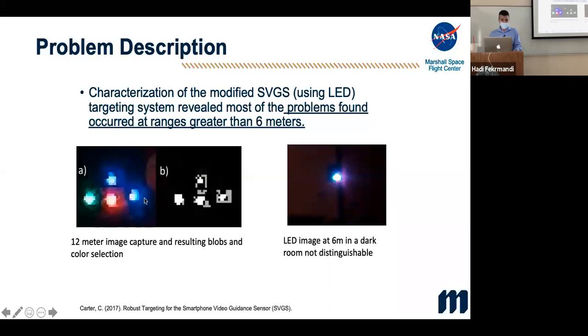But then you see the issues here. There are the challenges of 12 meters and above. At 12 meters and above, there is basically bleeding of the colors. And then we also have the LED image on the right-hand side, that's taken in the dark room. Anything beyond 3 to 5 to 6, 10 meters, it creates these issues here.